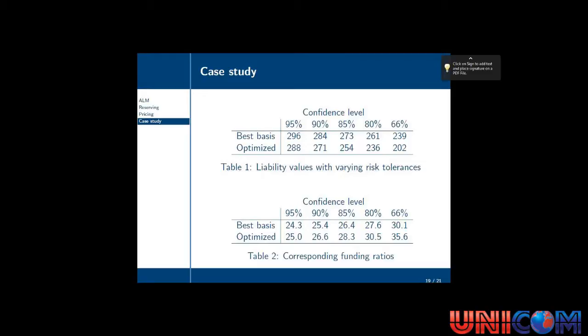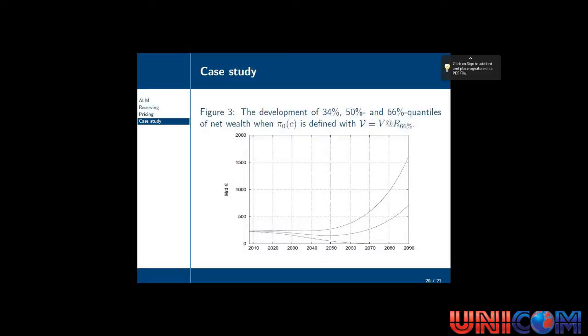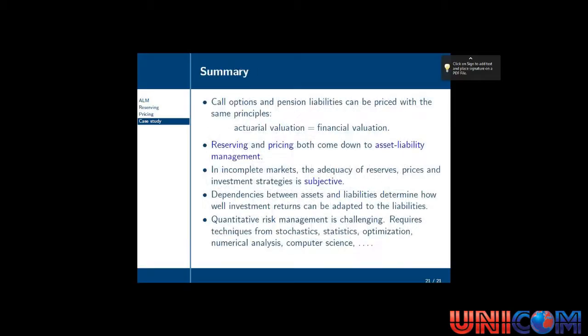And then we got some numerical results after these computations, and this table just illustrates the effect of these subjective factors, like the risk tolerance when you are determining the reserves for liabilities. And then this picture on page 20 basically just depicts graphically the mathematical model that we use for determining liabilities.